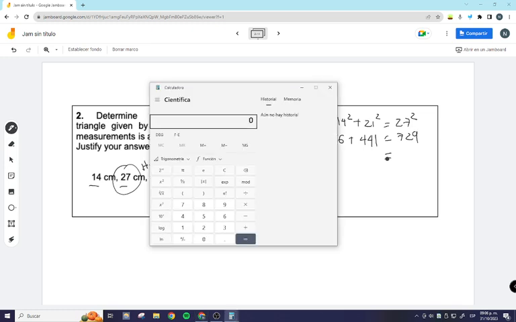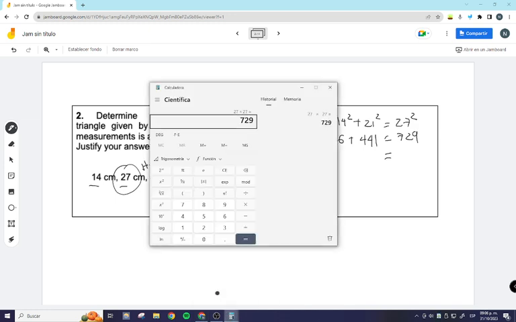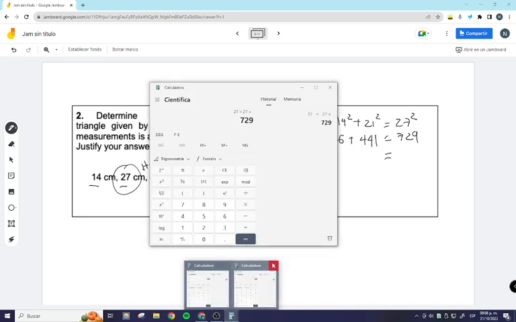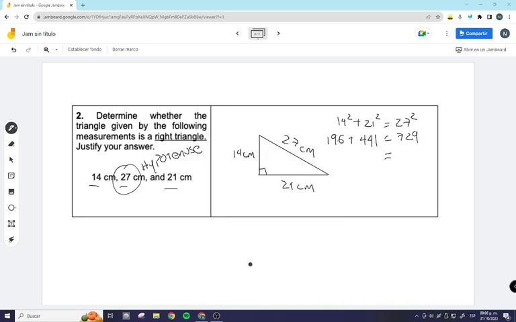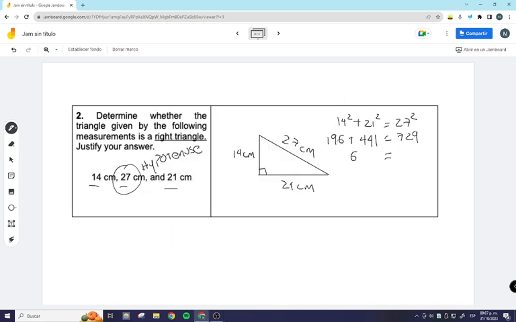Okay, 196 plus 441. That's 737. Sorry. Wait, let me do it again because I lost it. Yeah, 637. Is 637 equal to 729? No. So this is not a right angle triangle.